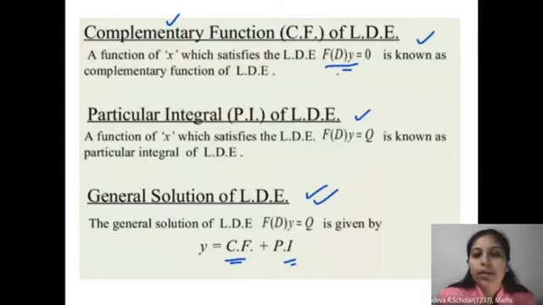And the second part is the particular integral. What is the particular integral? It is that function which satisfies the whole linear differential equation with constant coefficients. Here no constant will be used, so the complete solution will be CF plus PI, complementary function plus particular integral. In the coming slides, we will learn how to find CF and how to find PI.